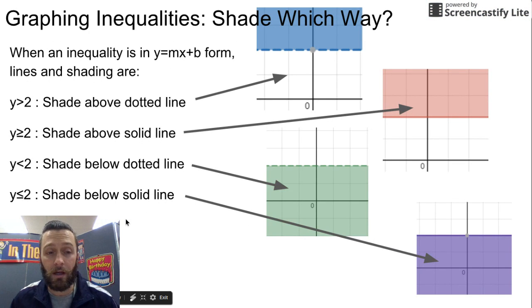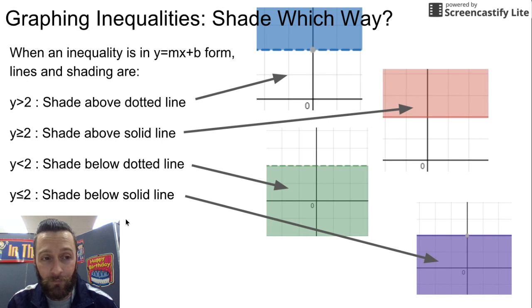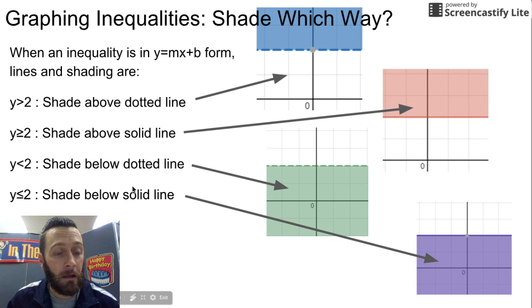Okay, so shade which way? If it's greater than, you shade above. If it's greater than or equal to, you shade above with a solid line. Less than, you shade below the line. And less than or equal to, shade below a solid line. And so those are the four different types of lines and shadings that you get with greater than, greater than or equal to, less than, and less than or equal to.